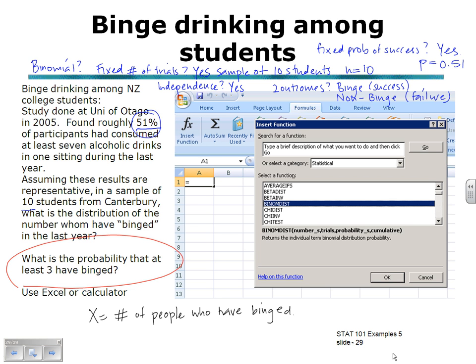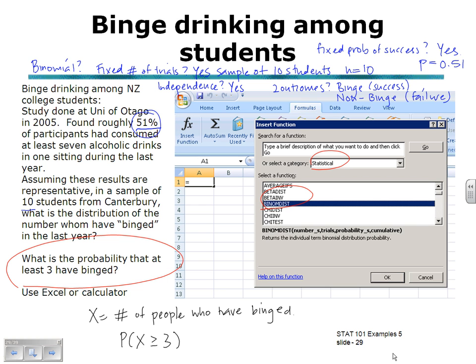So using Excel, the screen dump there just reminding us that we'll be going into the statistical functions in Excel, so formulas, and then insert function, statistical, binomial listed alphabetically. So the question asks us, probability at least 3 have binged. So probability x can be 3, and it can be greater than 3, so x is greater than or equal to 3 in this case.